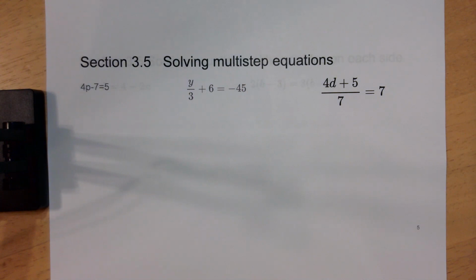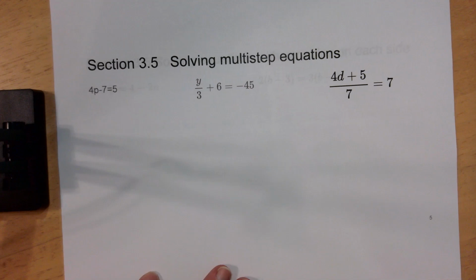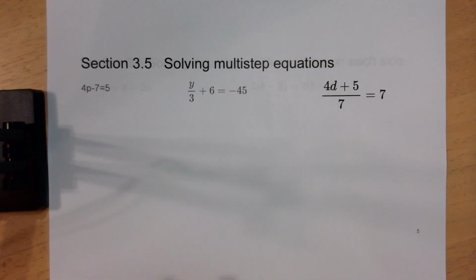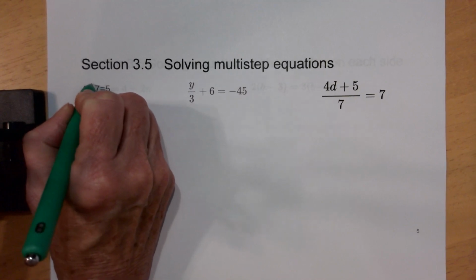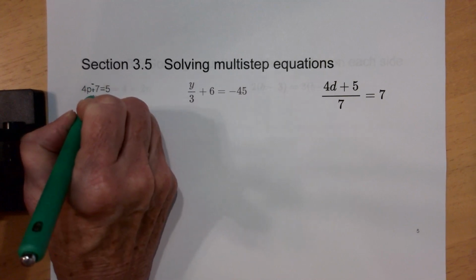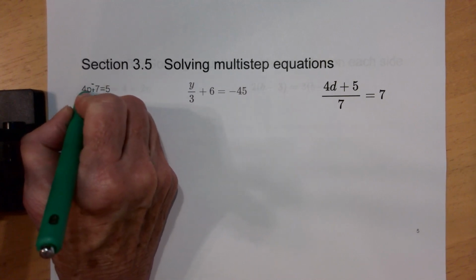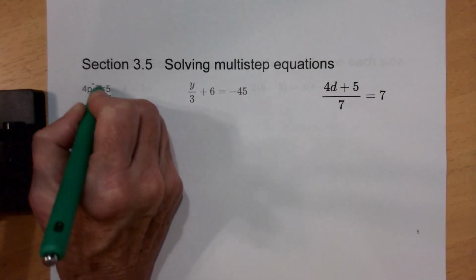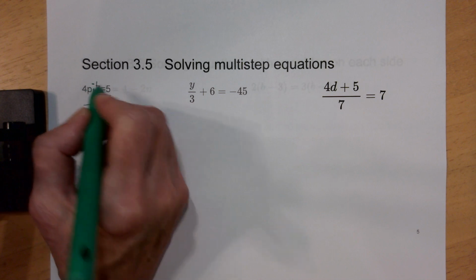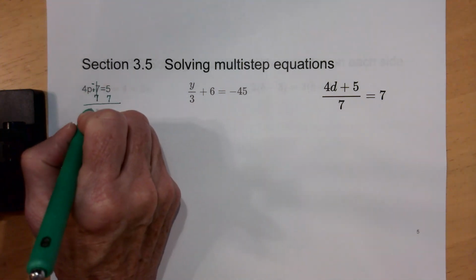Section 3.5 has to do with solving multi-step equations. So you might have to do more than one thing in a problem to solve it. First thing I'm going to do here is add the opposite of the second number. So I'm going to add a positive 7. It's the farthest away from the p. What I do to one side, I do to the other side. Do not divide by 4 first. You have to get rid of that 7 first.